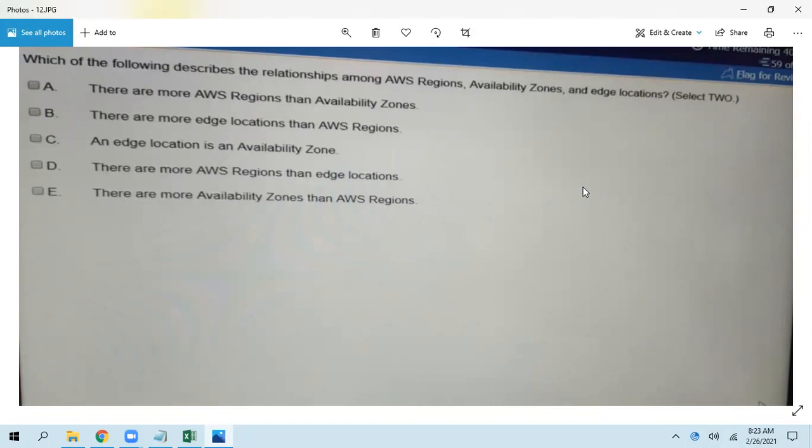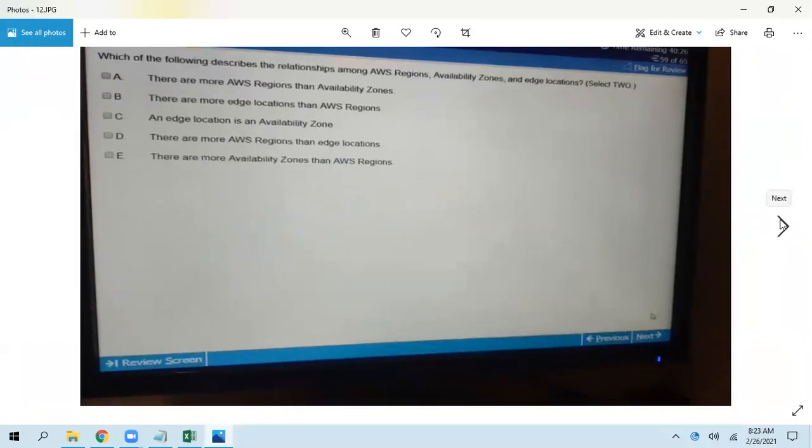If you take India, we have an edge location in Bangalore, another in Chennai, one in Hyderabad, one in Kolkata, one in New Delhi, and another in Mumbai. We have a total of 6 edge locations just in India. But how many availability zones? We have only 3: AP South 1A, 1B, 1C. So there are more edge locations than AWS regions, and there are more availability zones than AWS regions.